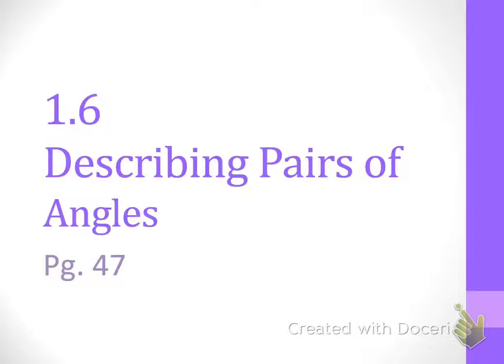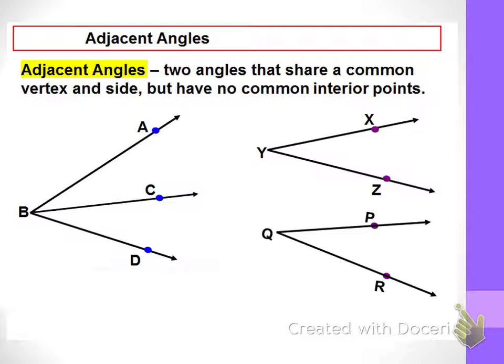So yesterday you learned some words. The first one was adjacent. Adjacent meant they shared two things: the same wall and a vertex. When I say share a wall, I mean it's between them. So here's the shared wall, that common side right here, and then that shared vertex right there.